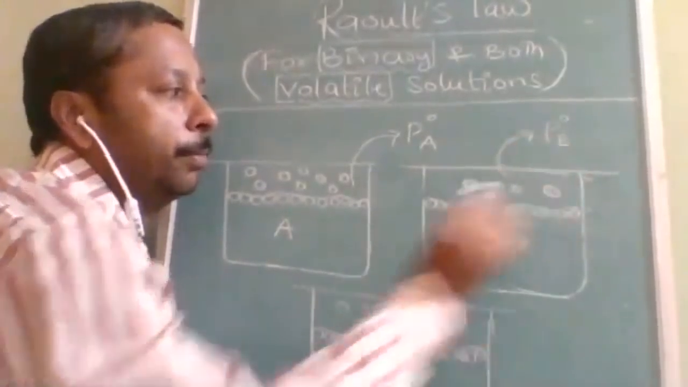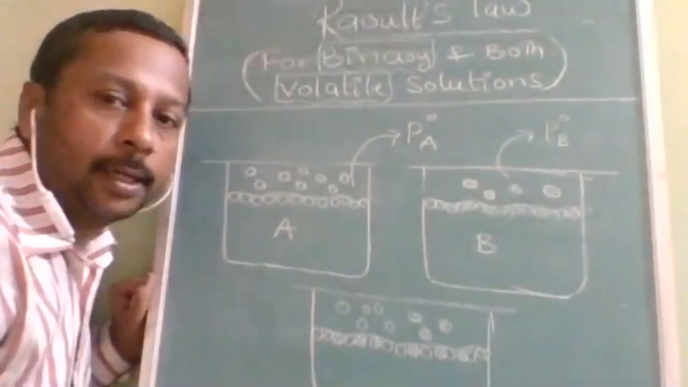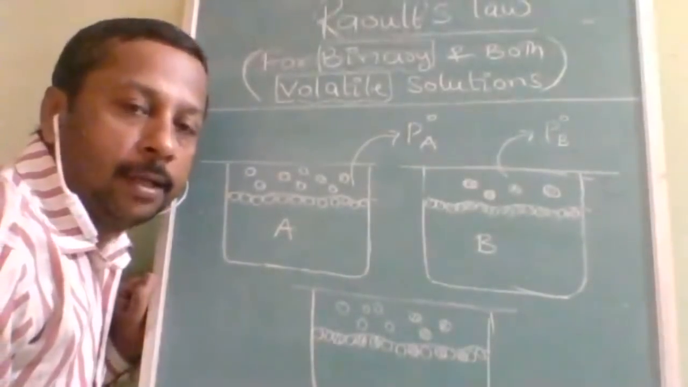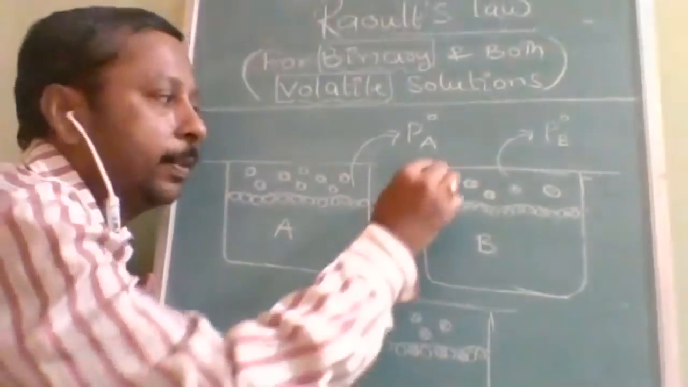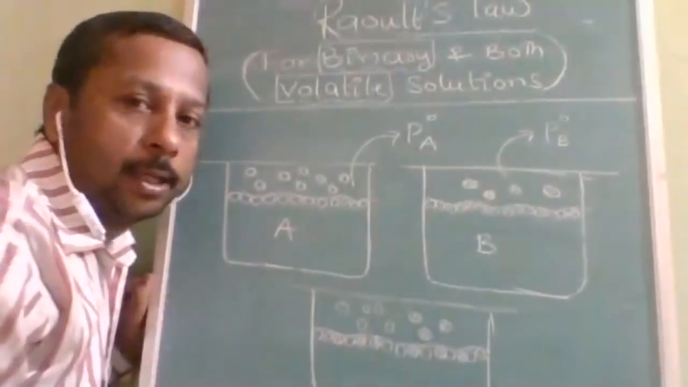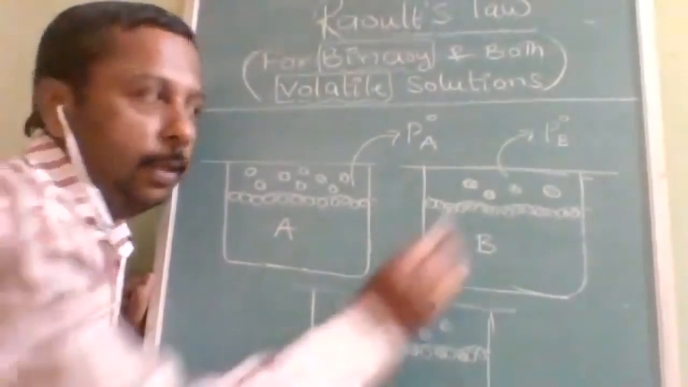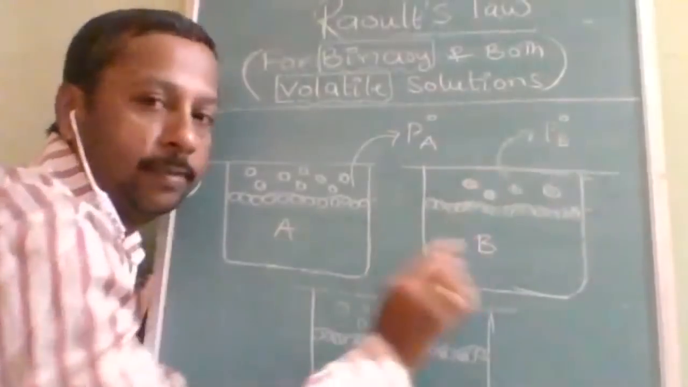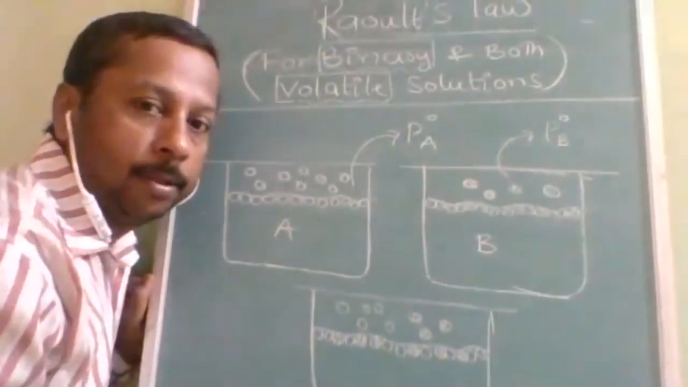The pressure exerted in this closed container, when it is left idle for some time, is called P naught B. The naught shows that it is not mixed with anything. It is separately available in the pure state.